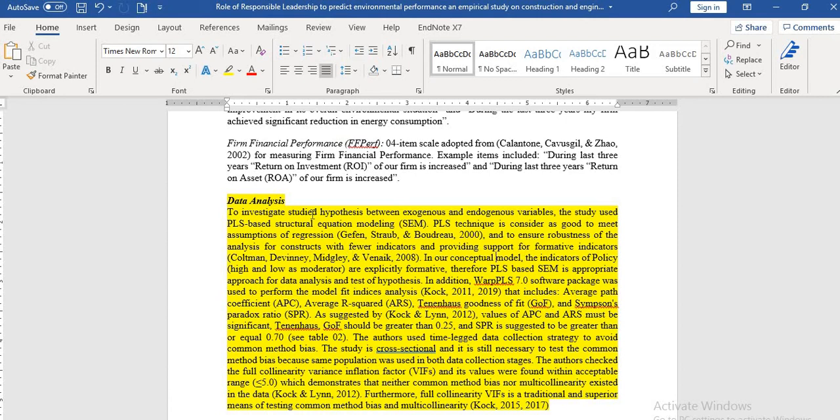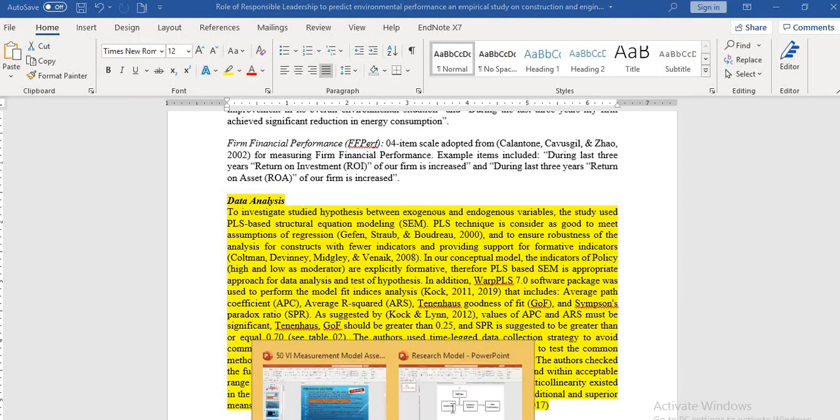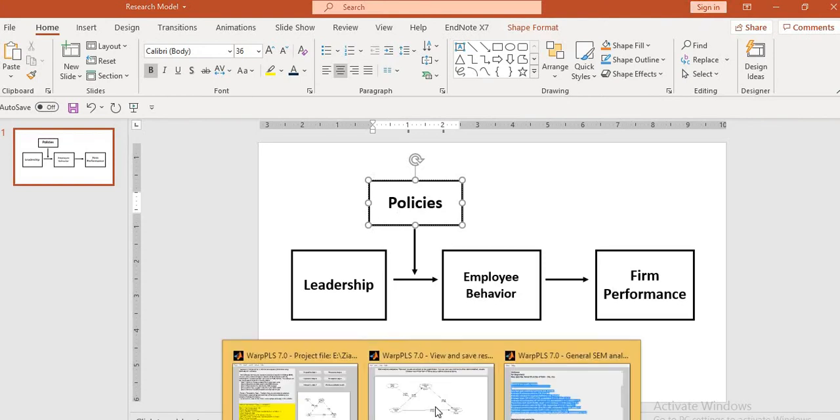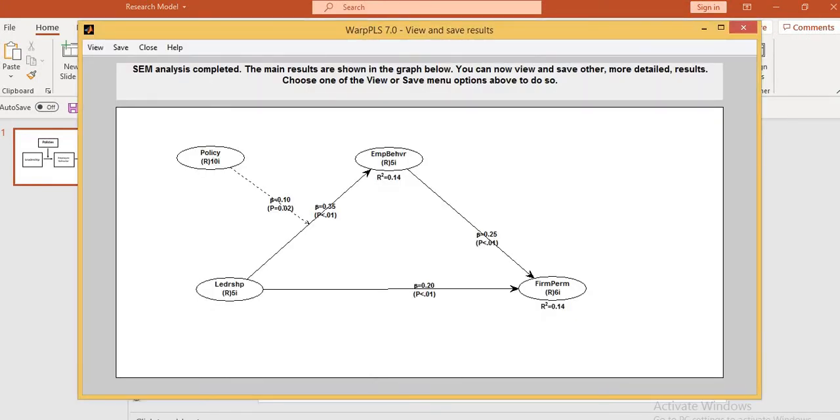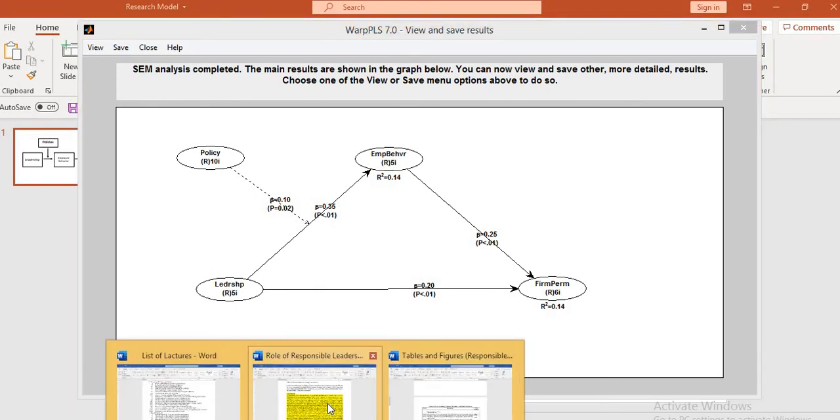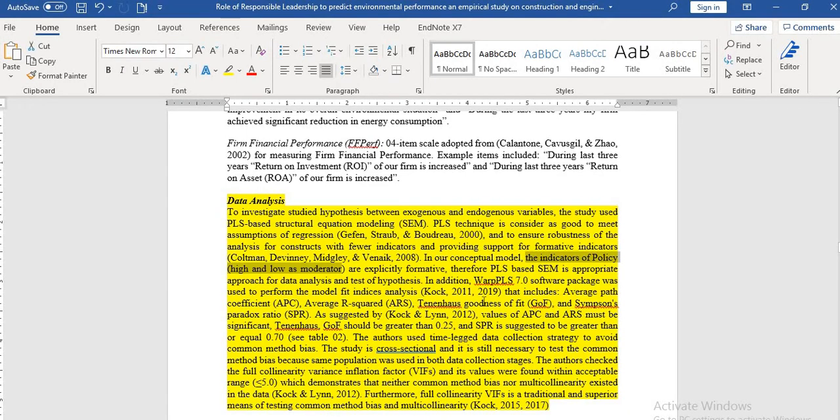In our conceptual model, the indicators of policy, high or low values, as a moderator. Just see here, the policy is used as a moderator in my model. So I have given the explanation of why I have used this as a moderator, and why and how PLS treated this variable. In our conceptual model, the indicators of policy, high and low as moderator, are explicitly formative. Therefore, PLS based SEM is an appropriate approach for data analysis and test of hypothesis.